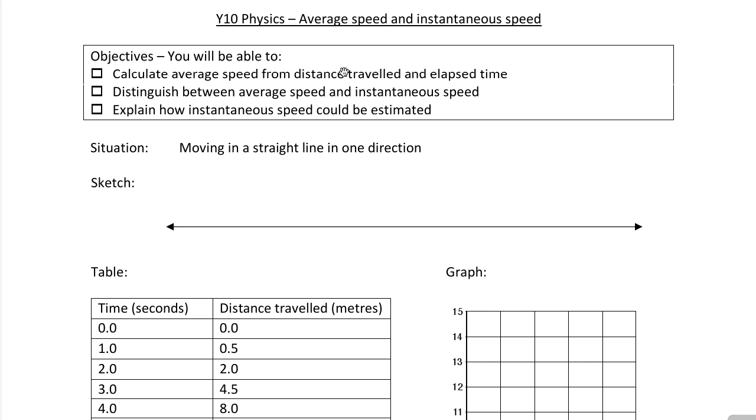Okay, in this first video, we're going to talk about average speed and instantaneous speed. You're going to be able to calculate average speed from distance traveled in elapsed time, learn how to distinguish between average speed and instantaneous speed, and explain how we could estimate instantaneous speed.